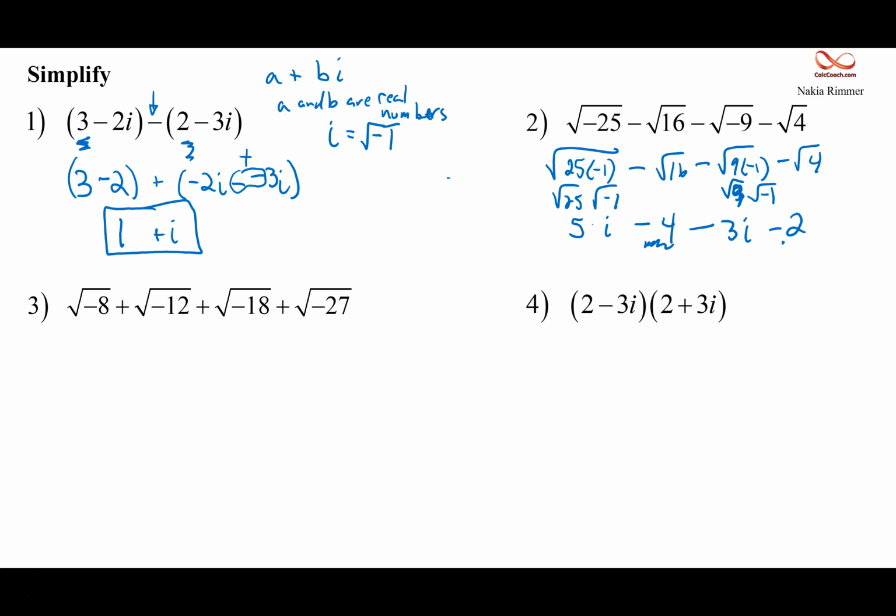We're not done. We have to combine like terms. The -4 and the -2 combine to be a -6. The 5i take away 3i combine to be 2i.